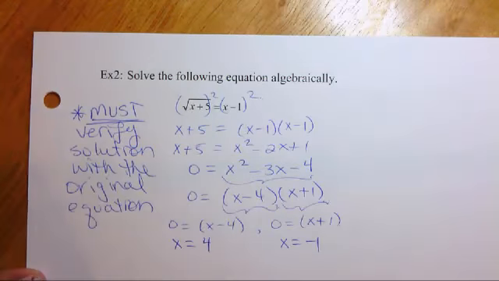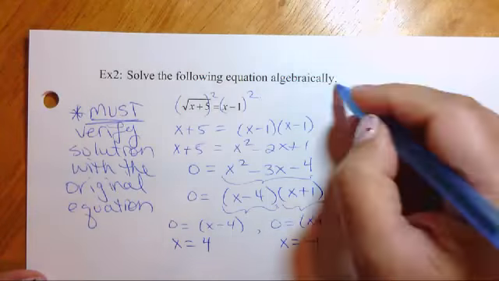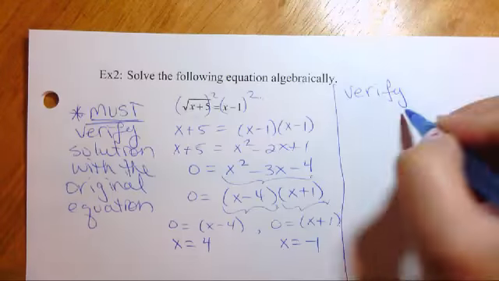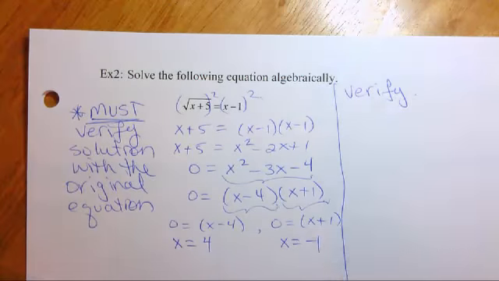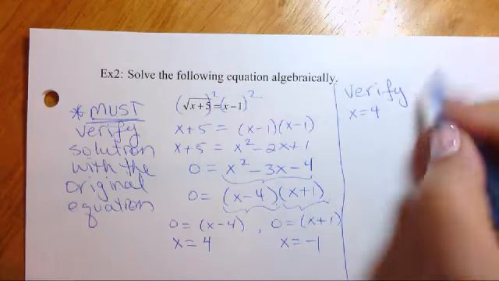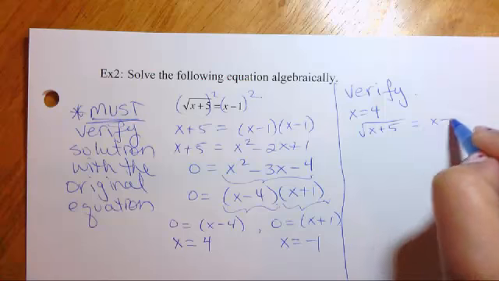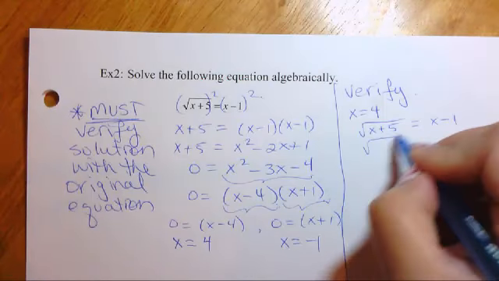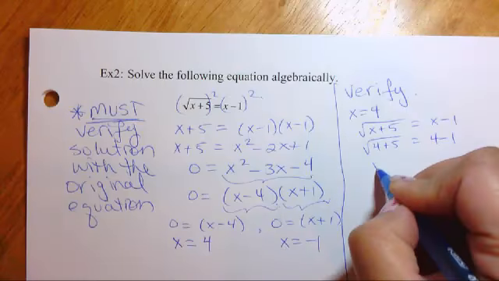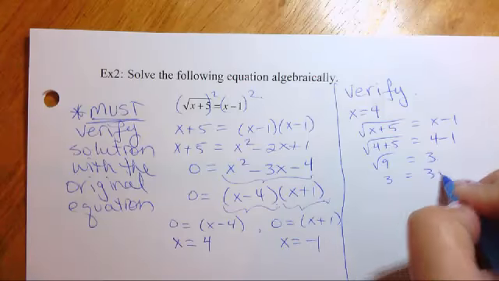Okay, you must do this. They will take marks off if you don't do this, all right? They're looking for the actual verification. It can be something very quickly done, but you must do it. So take the original equation. So let's first verify x equals 4. You want x plus square root of x plus 5, and then x minus 1. Put in the 4 where the x's are, and just make sure that they are equal.